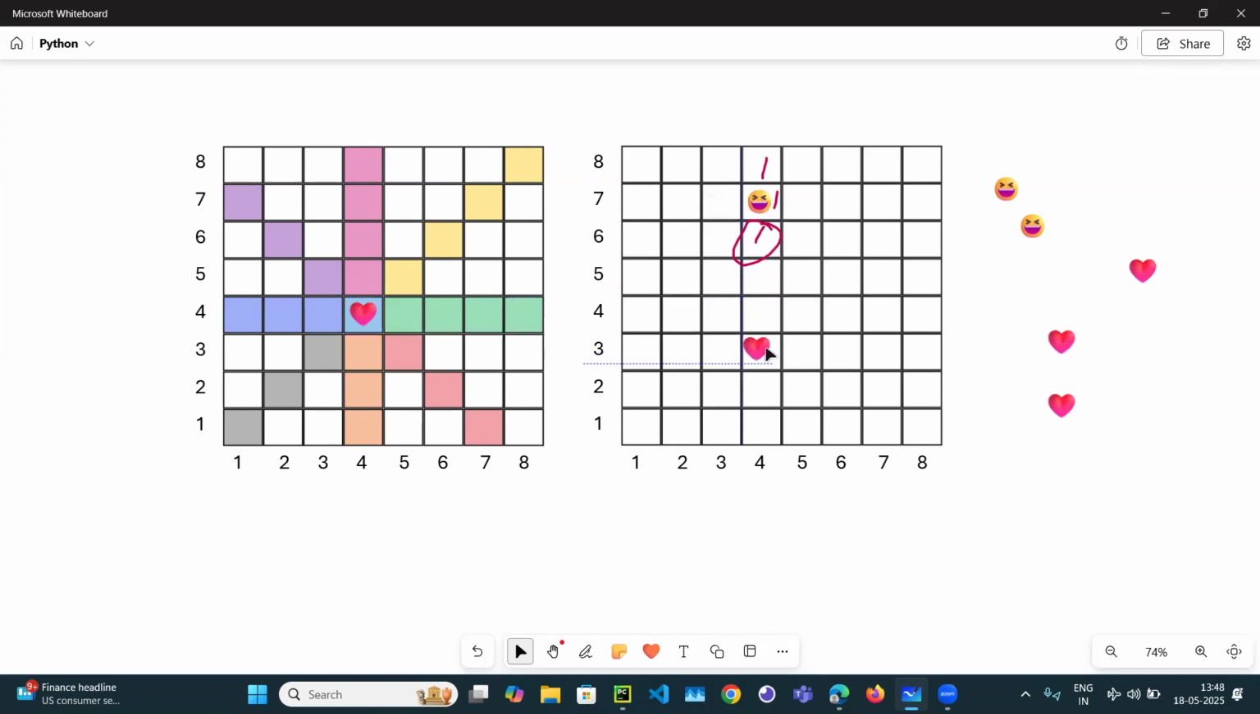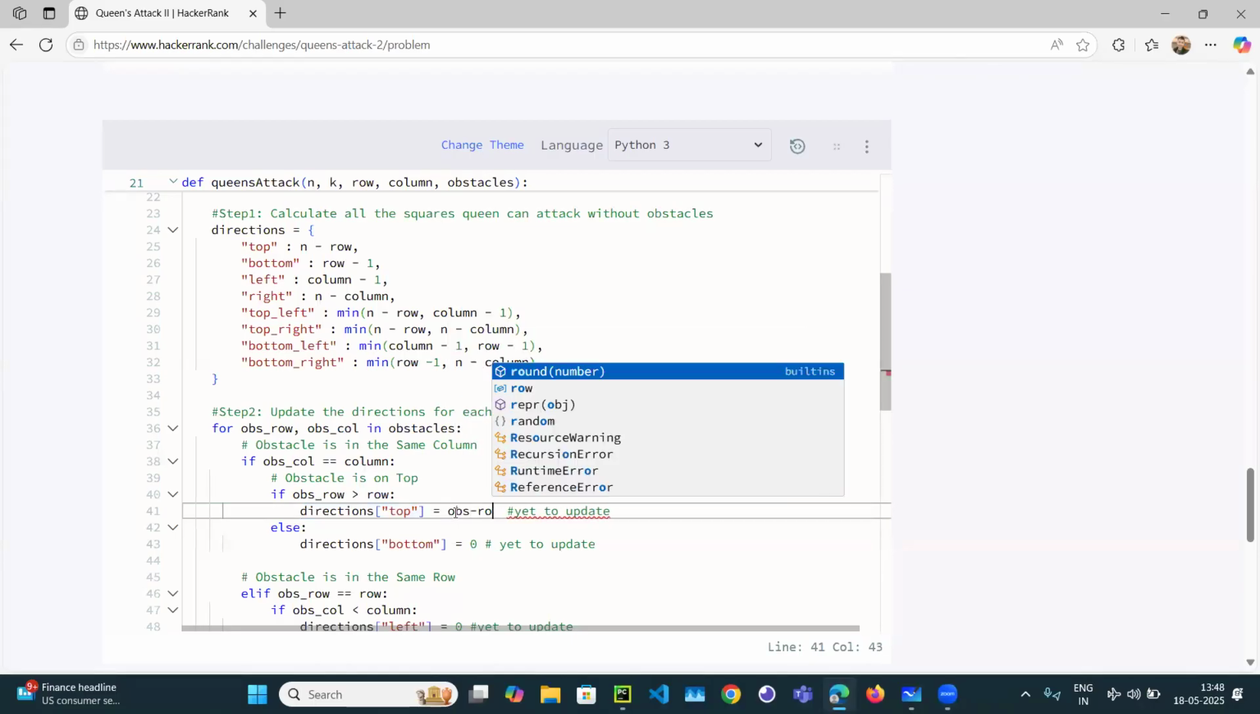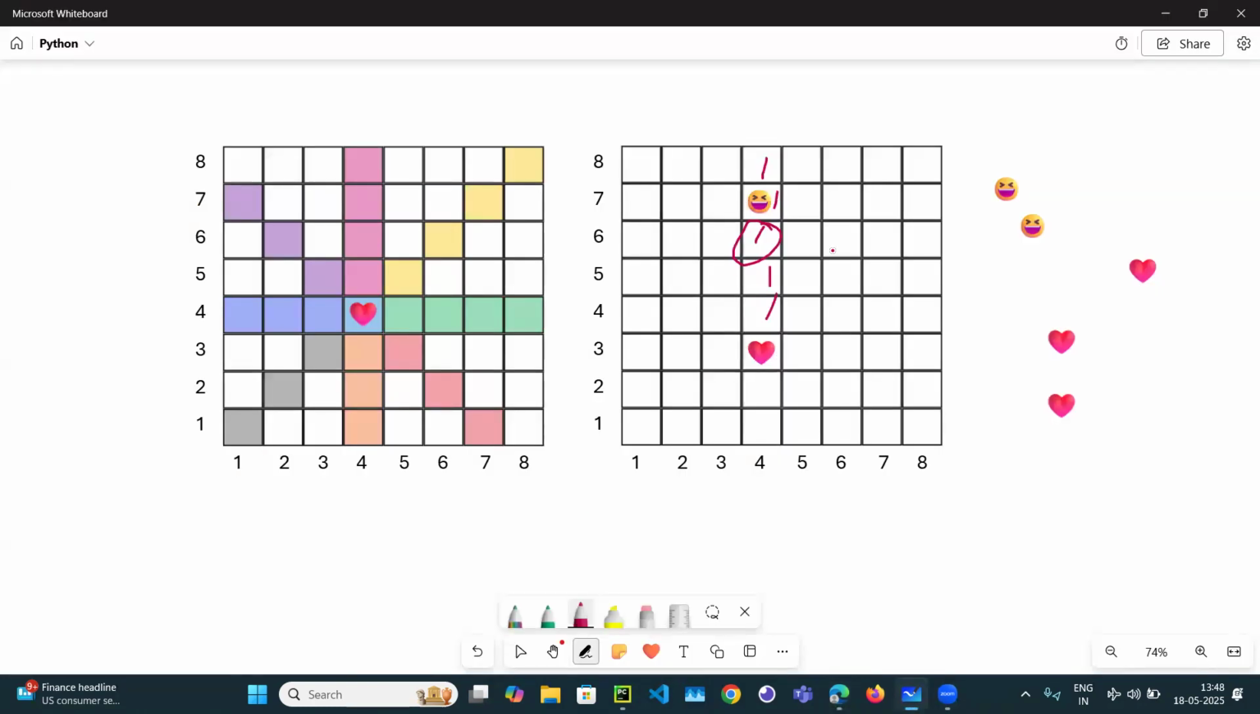Let's try. If queen is here and obstacle is here, so earlier it is taking 1 2 3 4 5, but if obstacle is there it will just take 1 2 3. So 7 minus 3 is 4, and again minus 1 then 3. So it looks like the formula will be obstacle row minus the row minus 1. So that will be the formula.